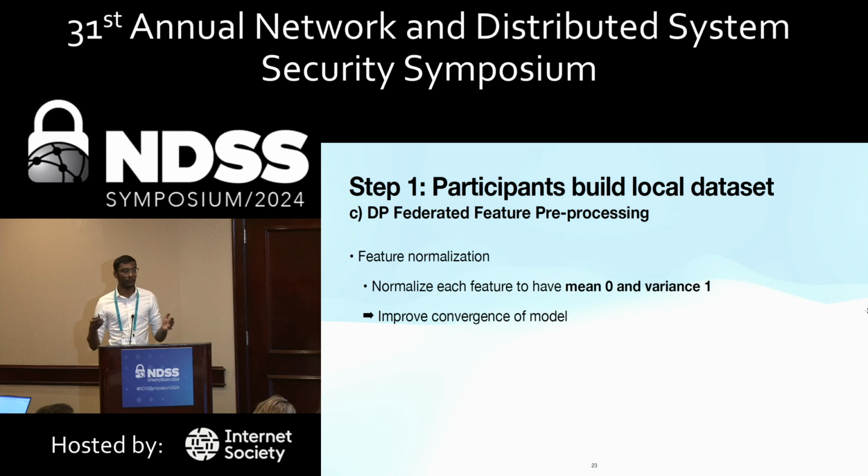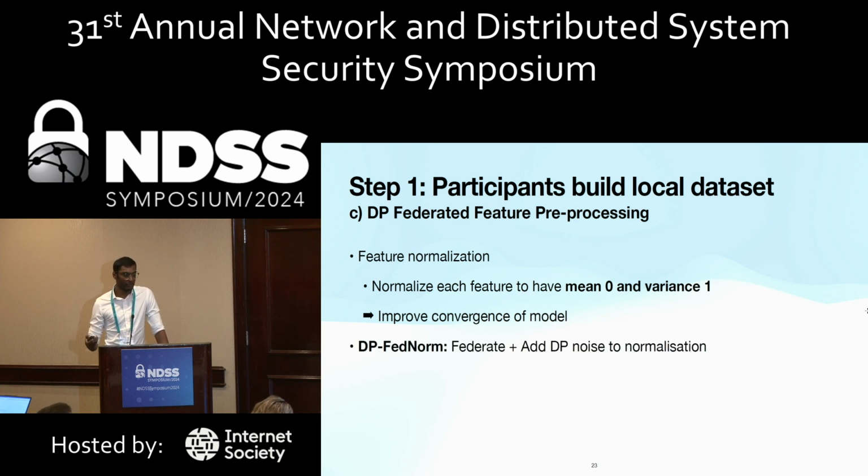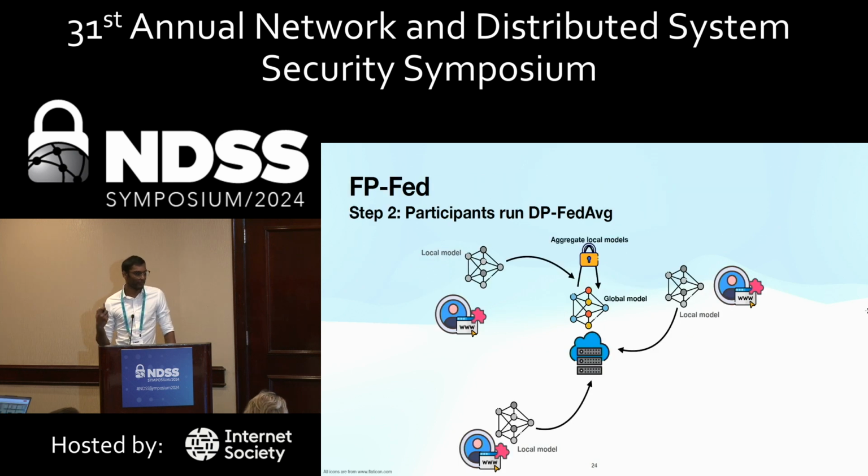Lastly, all of the features that are collected by the users are then pre-processed using feature normalization techniques. This is known to improve the convergence of a model in the centralized setting, but in our work, we federate it and add statistical noise so that it satisfies DP as well. In the second step, the participants then run the DP Fed average algorithm, which was already introduced before.